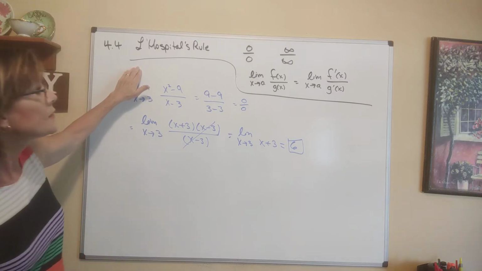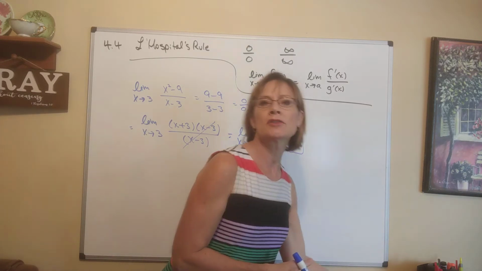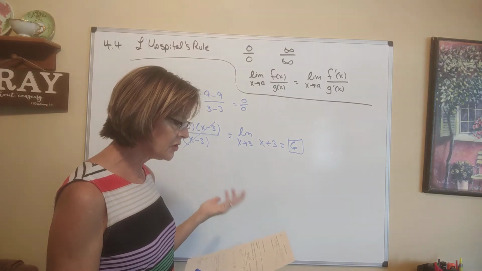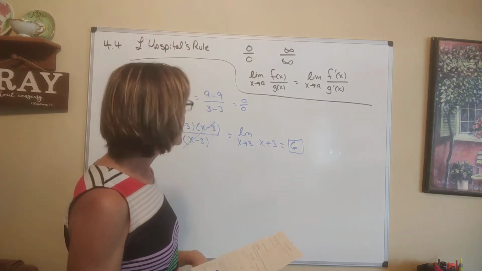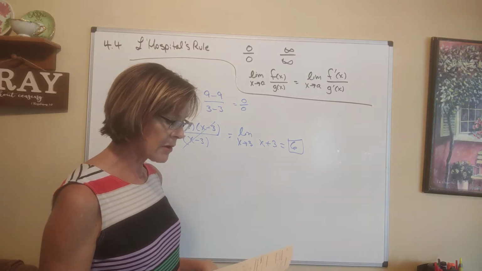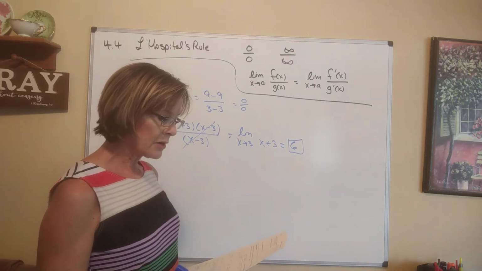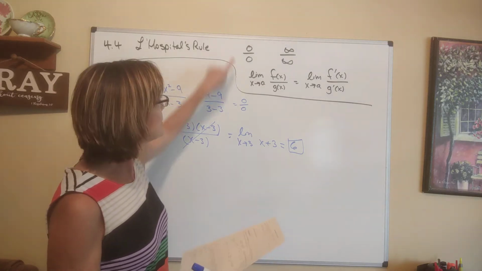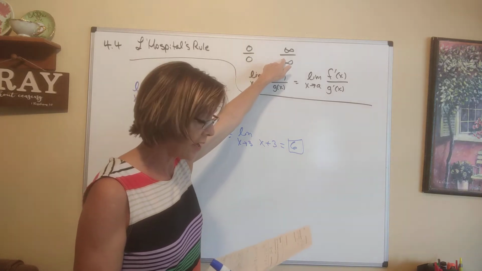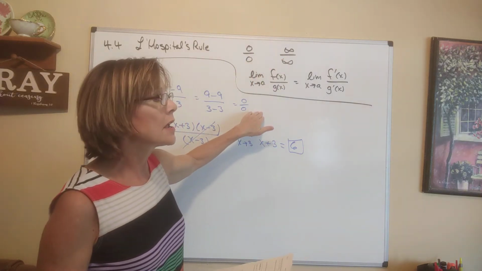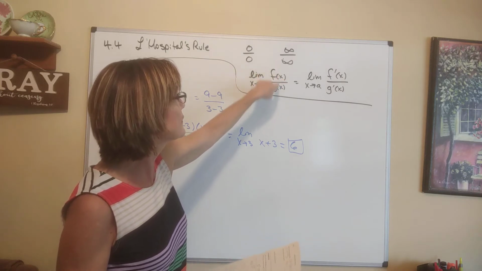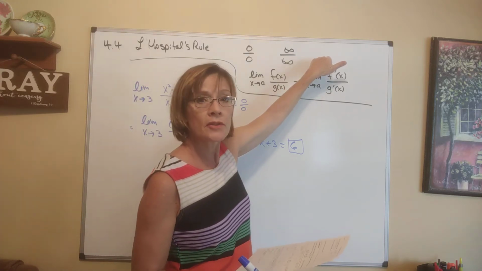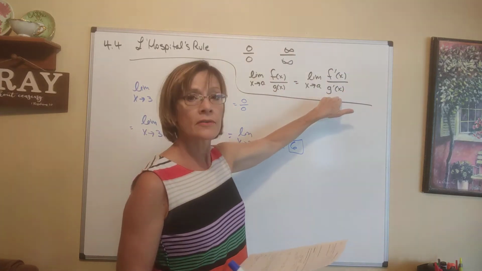On your sheet it's written out a little bit better. I just did the gist of it here. It says, suppose you have some functions f and g and they're differentiable, and that g prime of x doesn't equal 0 on some open interval I that contains a. If we have an indeterminate form of the type 0 over 0 or infinity over infinity, then the limit as x approaches a of this indeterminate form is equivalent to the limit as x goes to a of the derivative of the numerator over the derivative of the denominator.